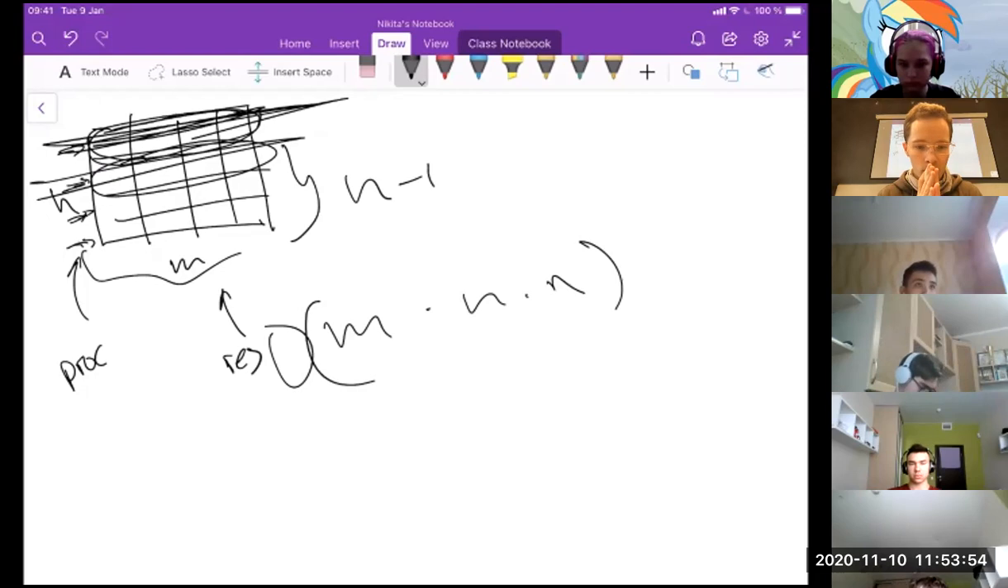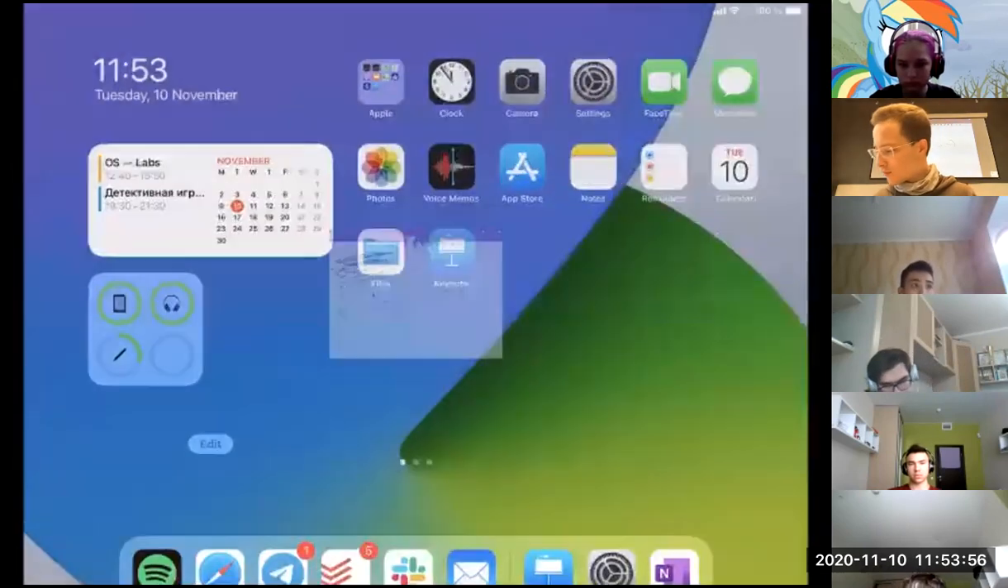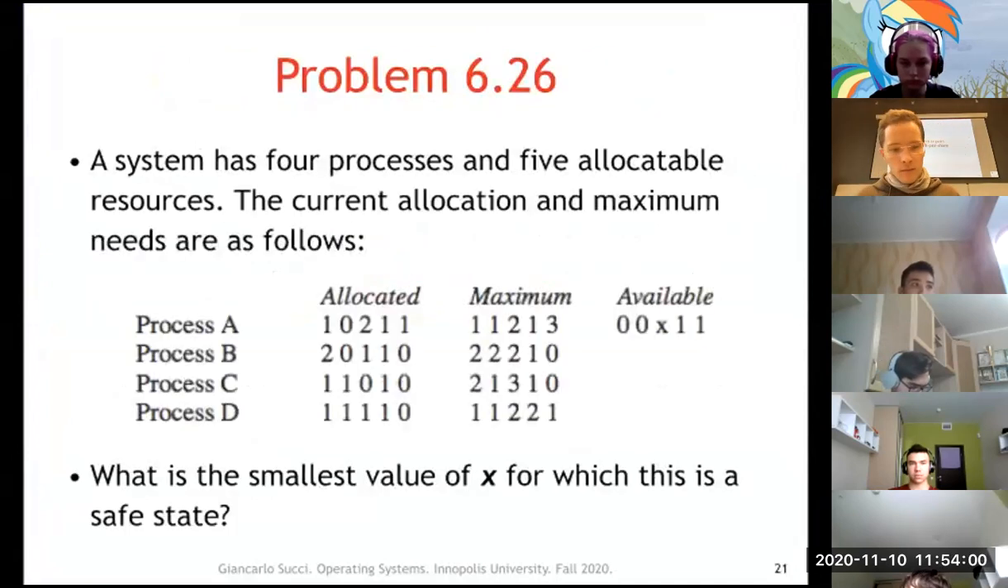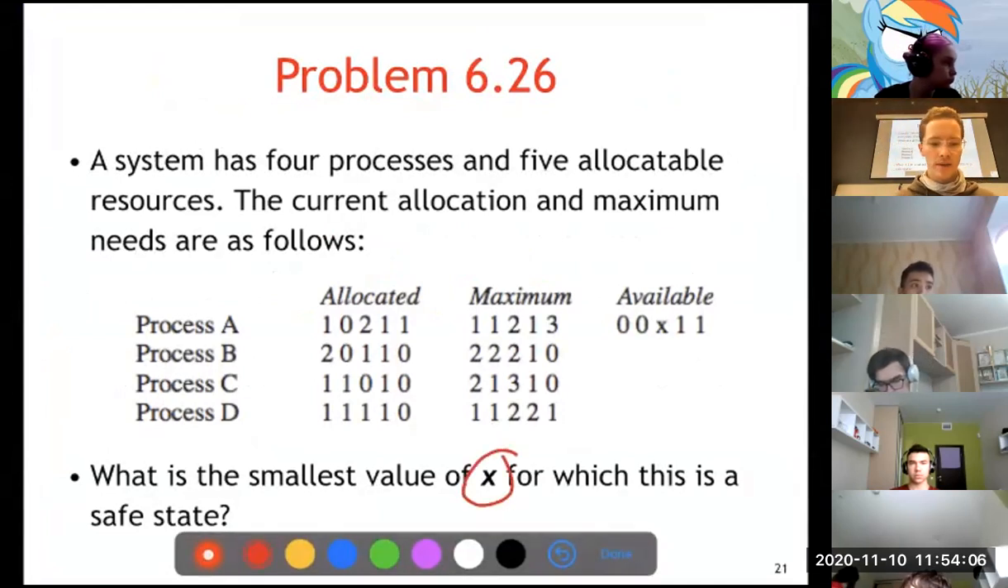Yes. Okay, what is the smallest value of x for which this is a safe state?